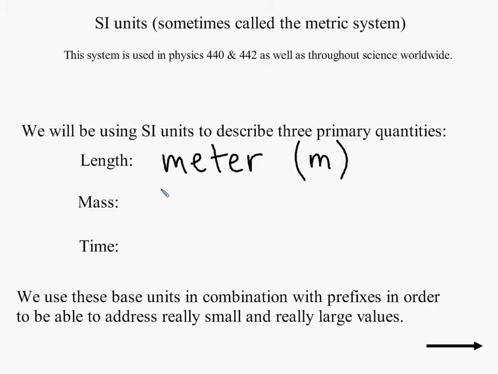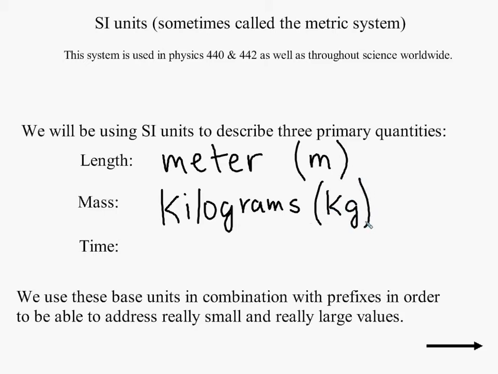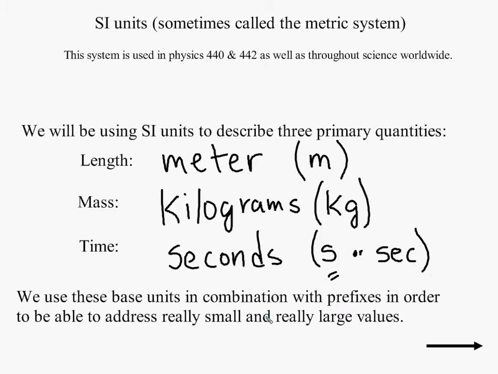Mass, the base unit in the SI system, is kilograms. And it is symbolized with lowercase k, lowercase g. That leaves time, and time is in seconds, which we abbreviate as lowercase s or sec. I'll accept either, but the normal nomenclature is to use just lowercase s.